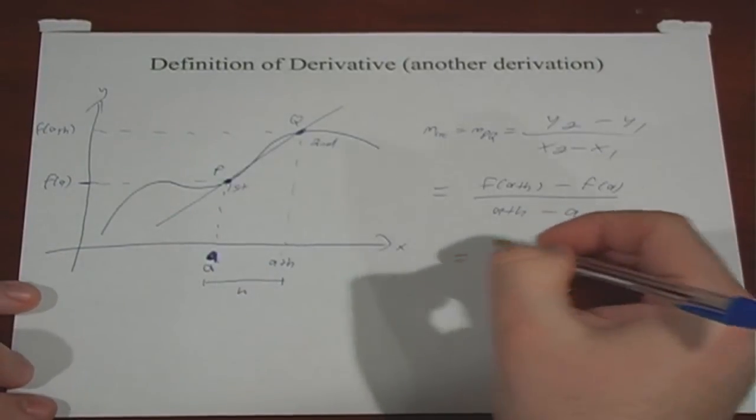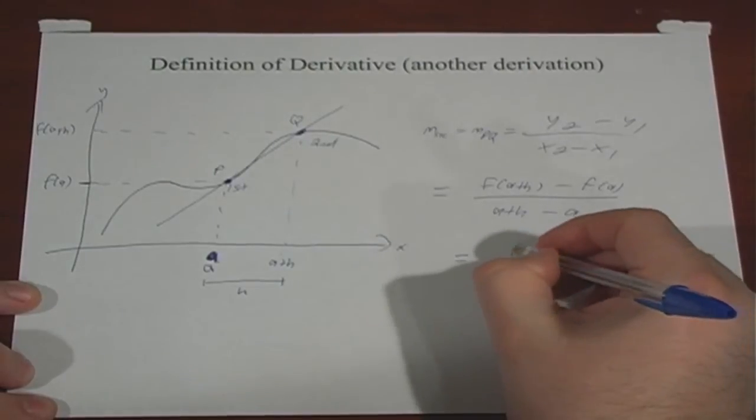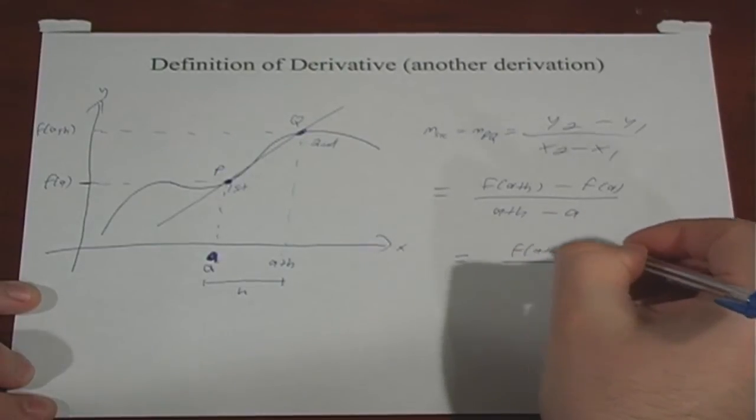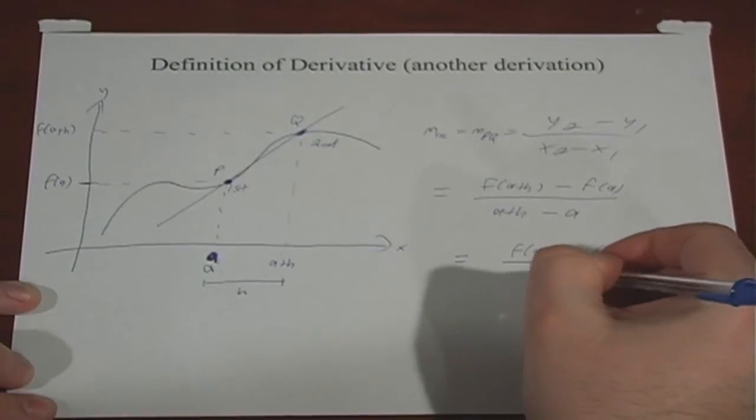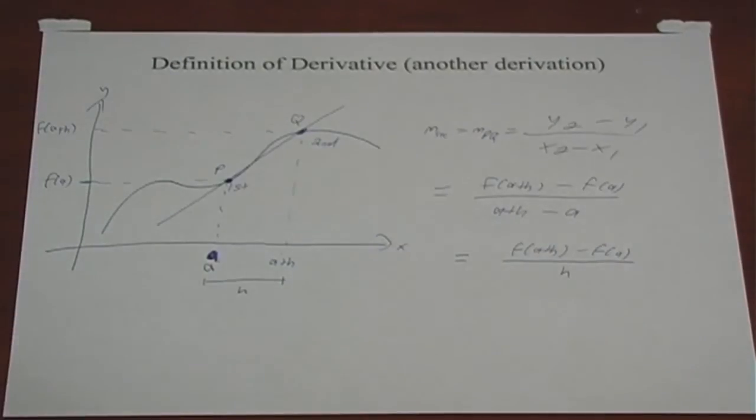Okay, so you simplify this a little bit, and I can't really do anything on top, so I'll leave the top alone. But the bottom, the a's cancel, and you just get h there. So it's a slightly different looking formula, but there's the slope of the secant line connecting P to Q.